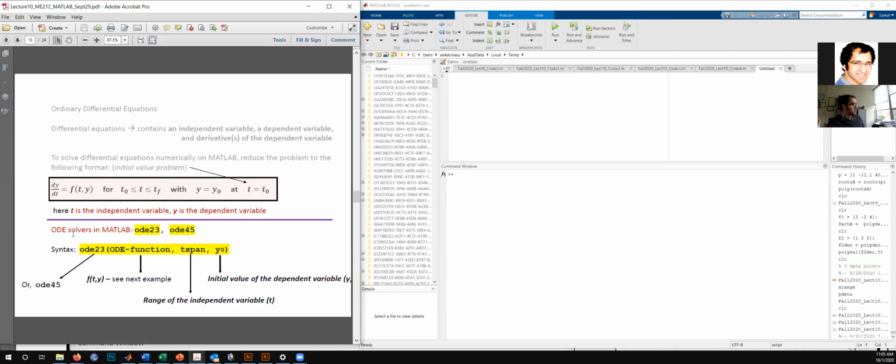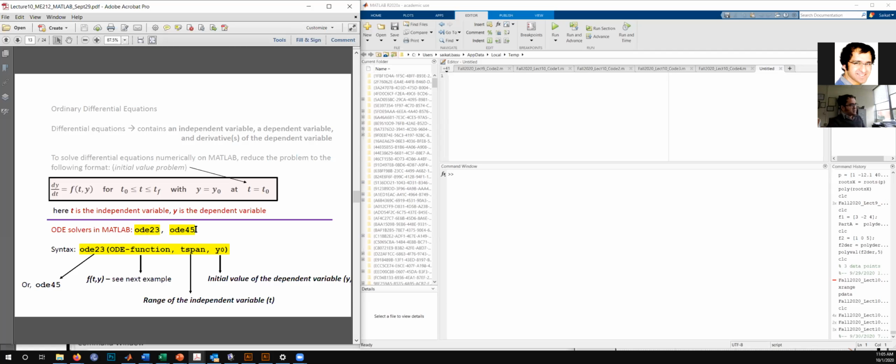So a number of ODE solvers, the ones that we are going to use are called ODE23 and ODE45. The numbers, if it is called ODE23 or ODE45, it depends on the numerical scheme that it is using. We don't have to worry about that.